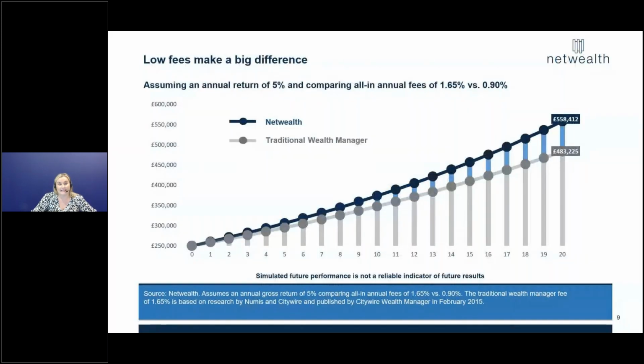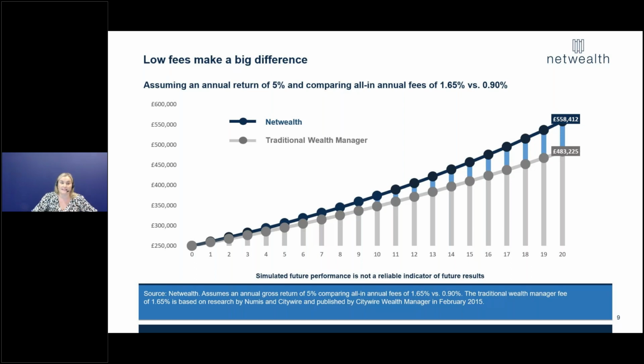So on this slide here, we show how low fees can make a big difference. On this graph, we have £250,000 in a portfolio invested with Netwealth in the dark blue line, or £250,000 invested with a traditional wealth manager in the grey. Now, for the purpose of this illustration, we've controlled for performance and are assuming that both portfolios are invested exactly the same and both growing with an annual return of around 5% per year.